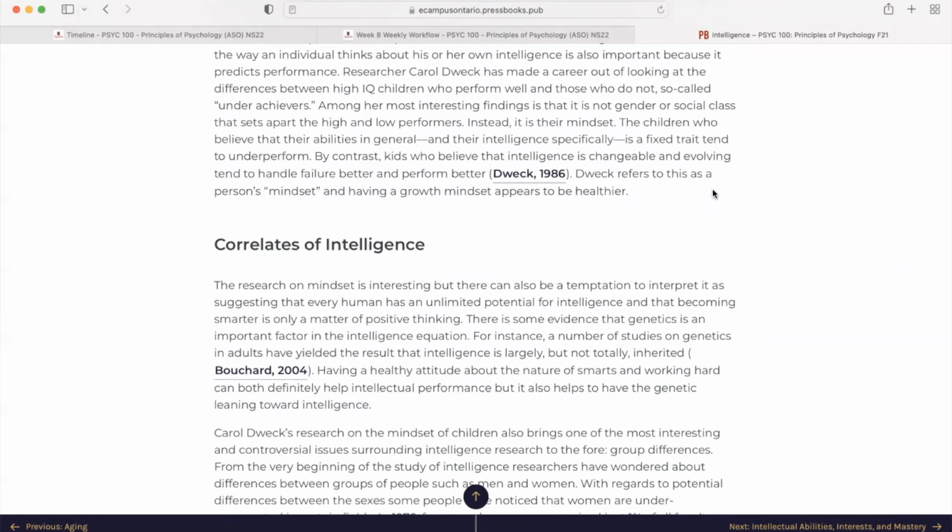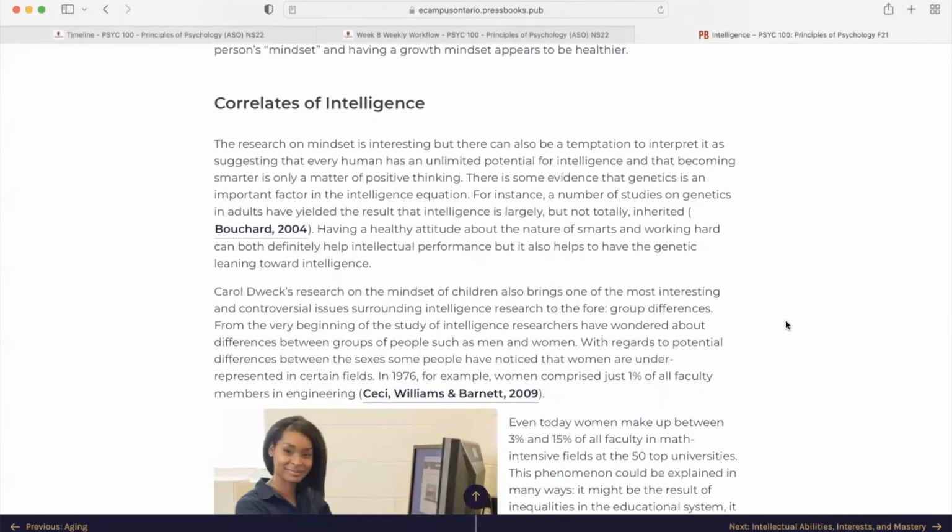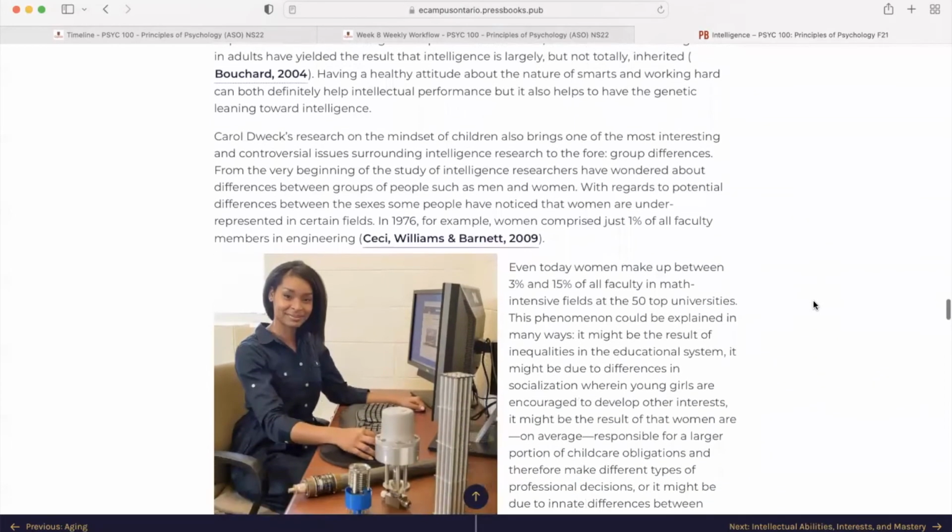Correlates of intelligence. The research on mindset is interesting, but there can also be a temptation to interpret it as suggesting that every human has an unlimited potential for intelligence and that becoming smarter is only a matter of positive thinking. There is some evidence that genetics is an important factor in the intelligence equation. For instance, a number of studies on genetics in adults have yielded the result that intelligence is largely, but not totally, inherited. Having a healthy attitude about the nature of smarts and working hard can both definitely help intellectual performance, but it also helps to have the genetic leaning towards intelligence.